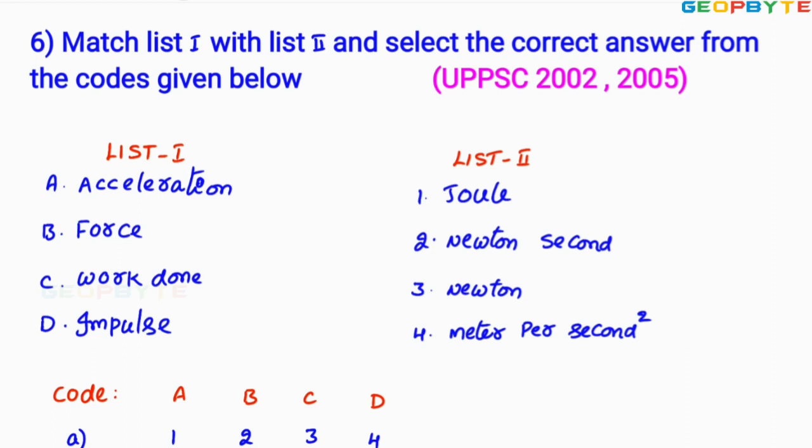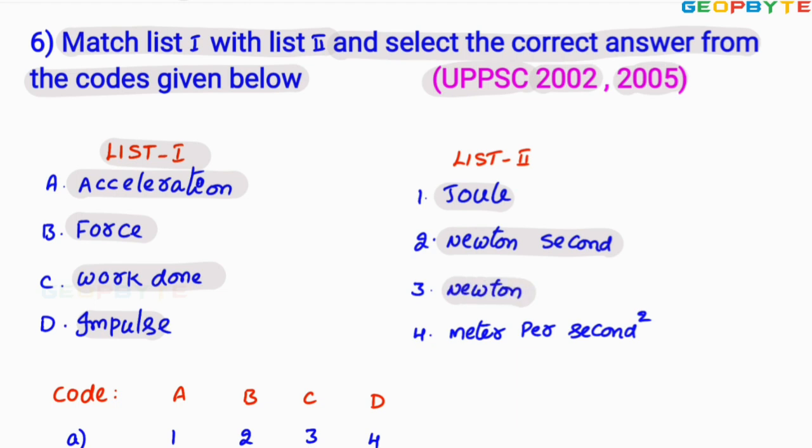Look at the sixth problem asked in 2002 and 2005 for the UPPSC exam. Look at the problem. Match list 1 with list 2 and select the correct answer from the codes given below. Look at the quantities given under list 1: acceleration, force, work done, impulse. Under list 2: joule, Newton second, Newton, meter per second square.